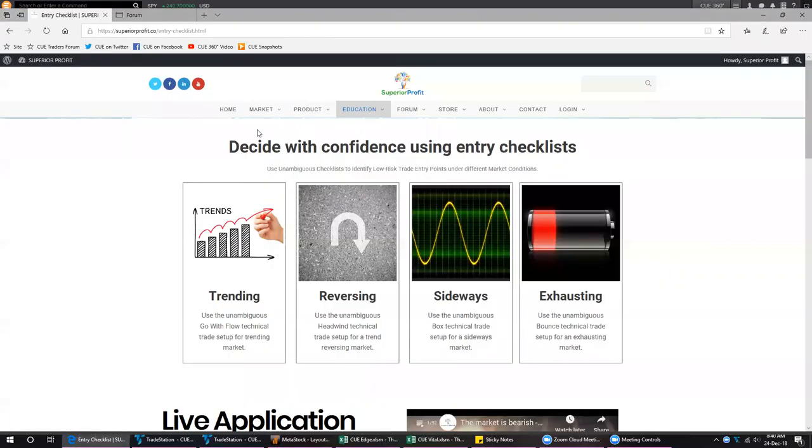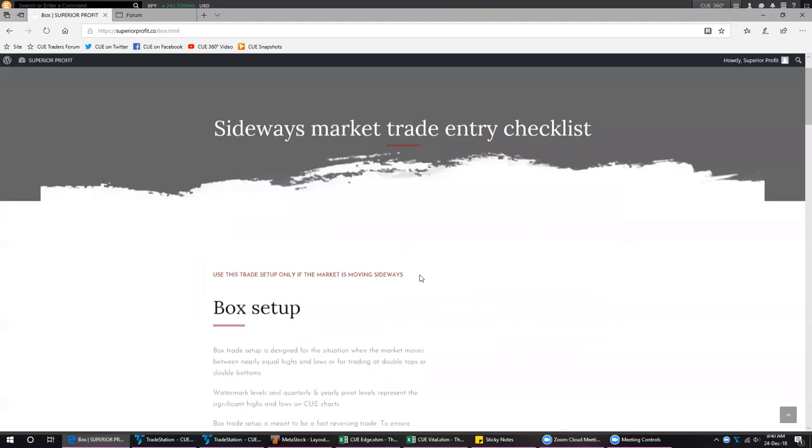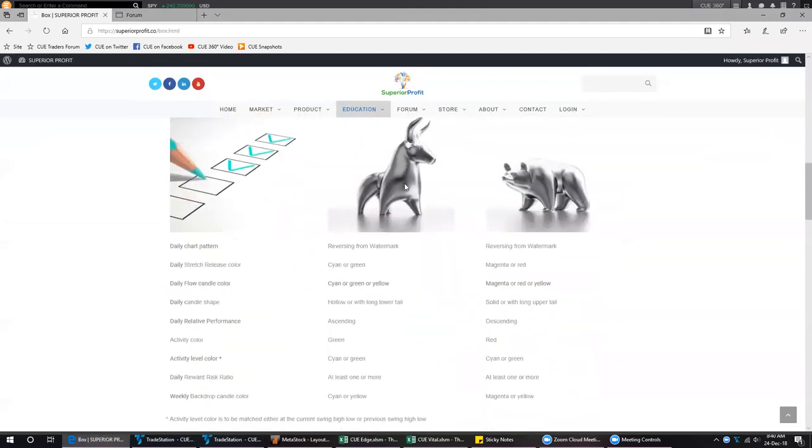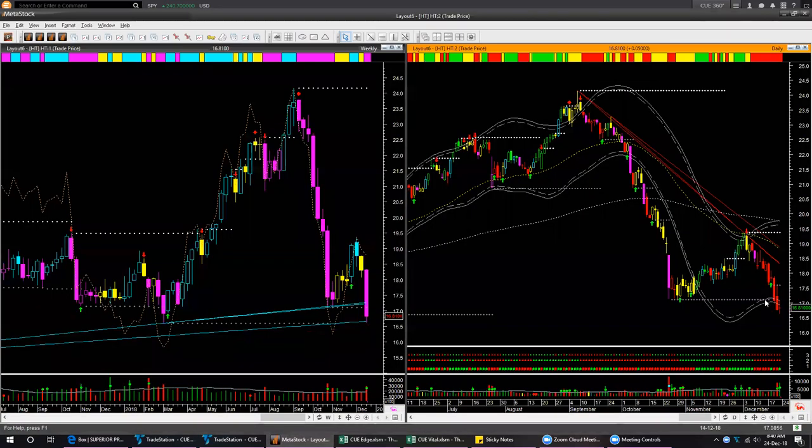If I go back to the market conditions for sideways market, if I click on the sideways image, then we have the box trade setup and it has checklists for bullish setup in the middle and bearish setup at the right hand side. The checklists are based on the indicators. The indicators, as you see, are color coded, so it is unambiguous. Red is bearish, green, cyan, bullish, yellow, neutral.